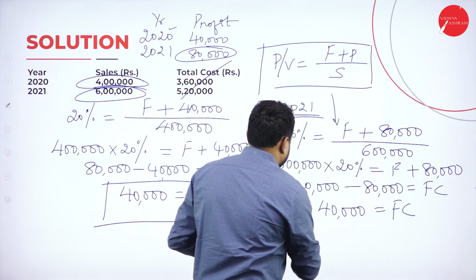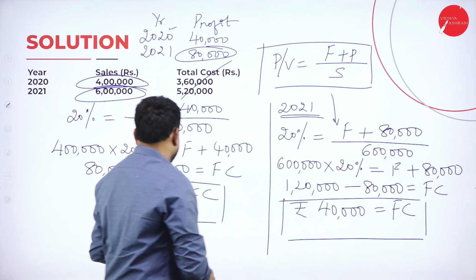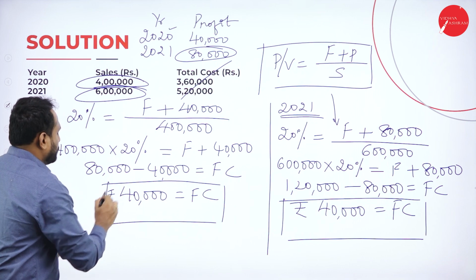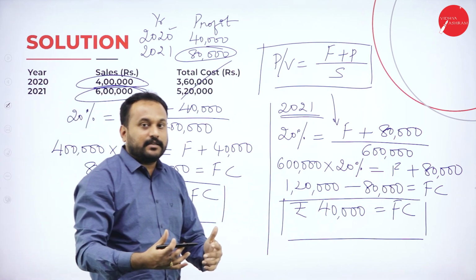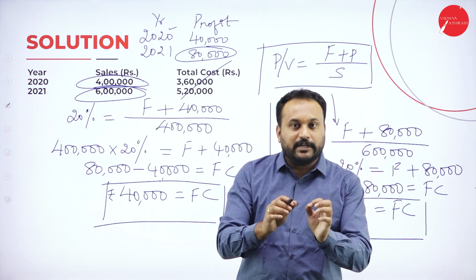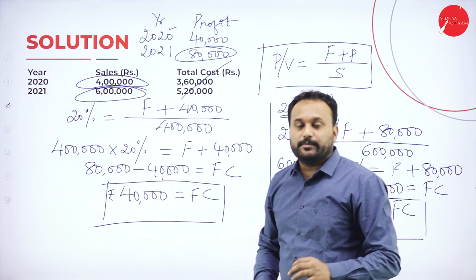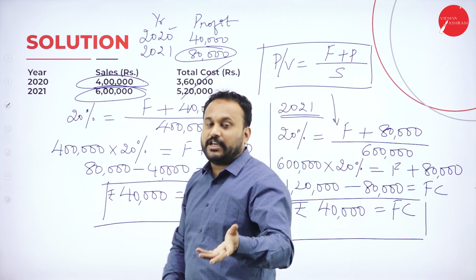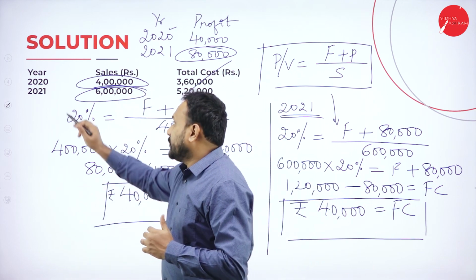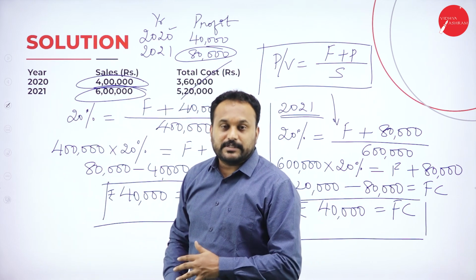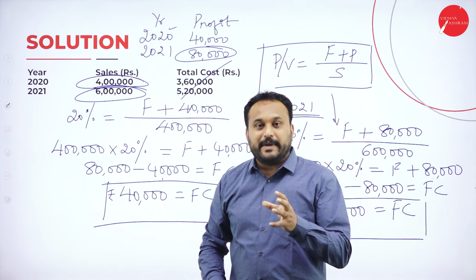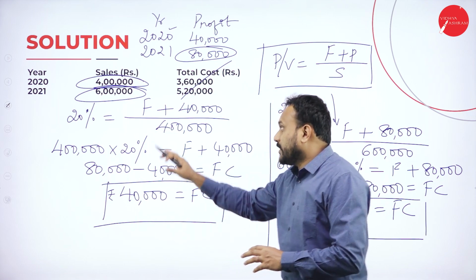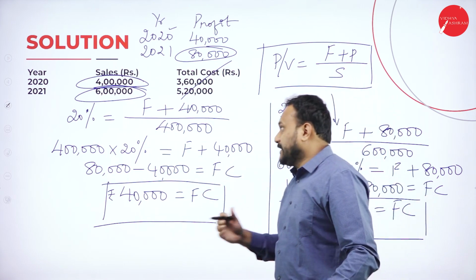Go with rupees 40,000. Here also it is rupees 40,000. So both ways, whichever you take, that means the same year's profit and the same year's sales you are supposed to go with, because fixed cost will never change. So if fixed cost for 2020 is 40,000, then in 2021 also the fixed cost remains the same. That is what I wanted to show you. Let's go with the next one.